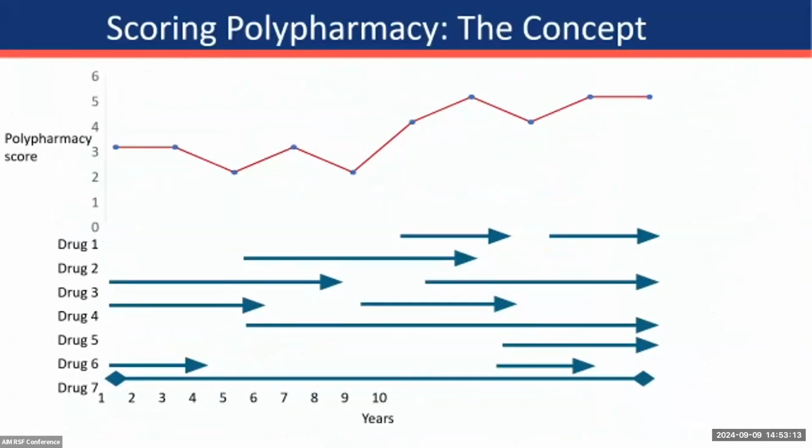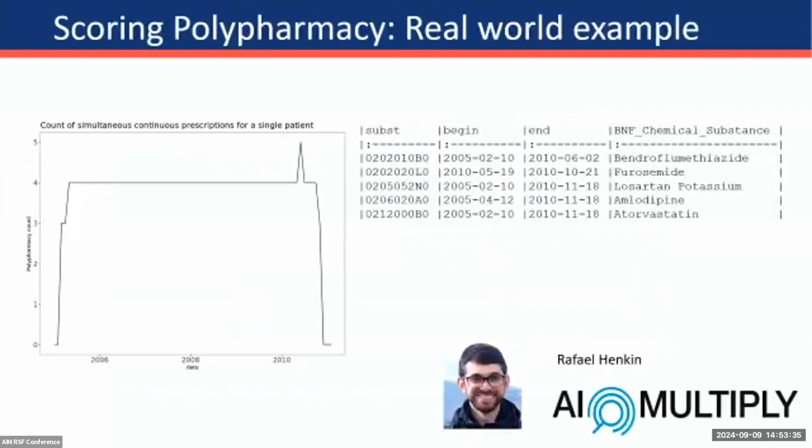So here's a sort of concept where you've got a patient over a number of years taking a number of drugs, and we can scan through that with window analysis, looking every year or every month, and we can score their amount of polypharmacy. So that gives scores that might increase or indeed might fluctuate and fall. So in reality, this is what the data looks like. So this is real data for one patient where we've defined polypharmacy.